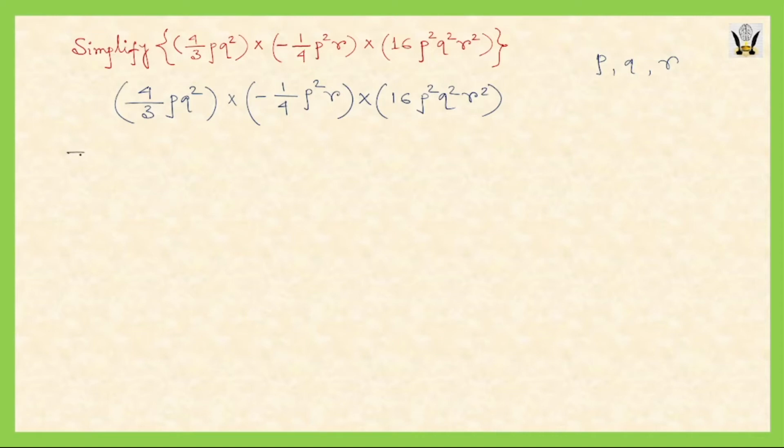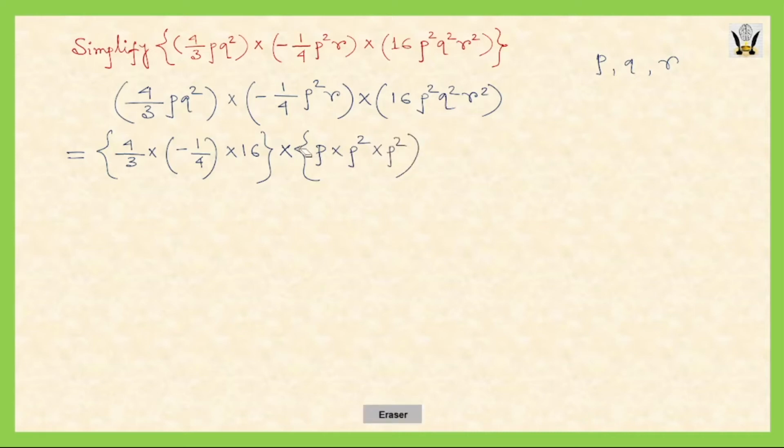So in the next line, we will first separately multiply the constant terms. The first constant term is 4 by 3, then we have minus 1 by 4 here, and then we have 16. So we will separately multiply them. Then we will combine or group the terms where we have the variable p. In the first term we have p, in the second term we have p square, and in the third term again p square. So we will group them.